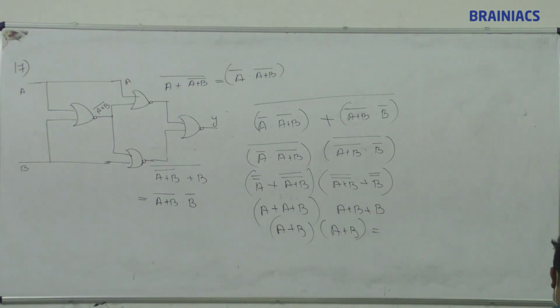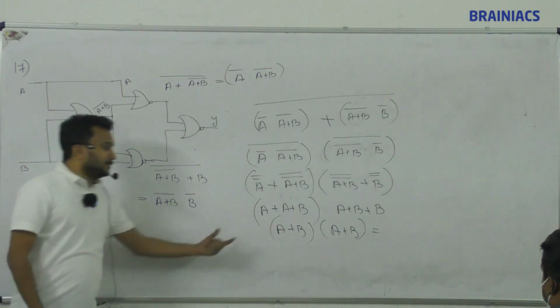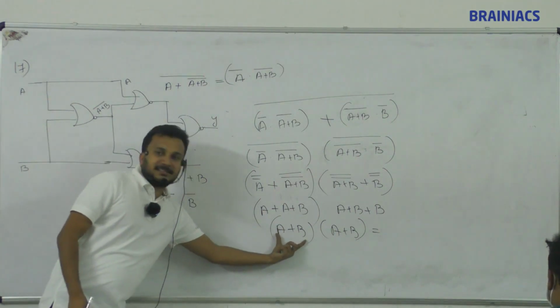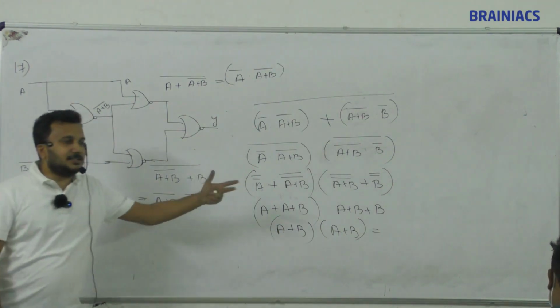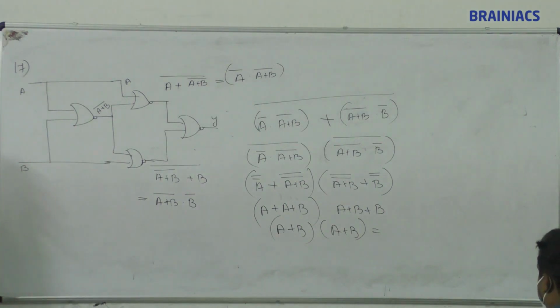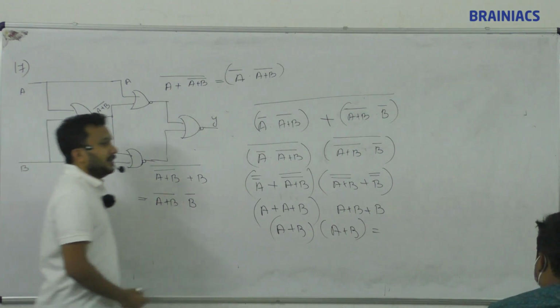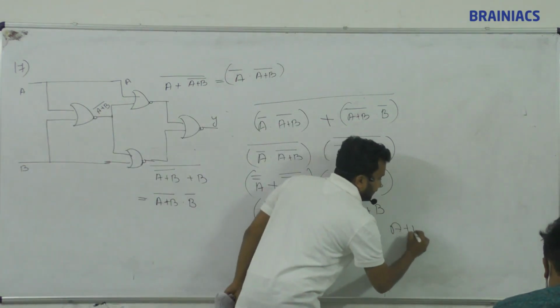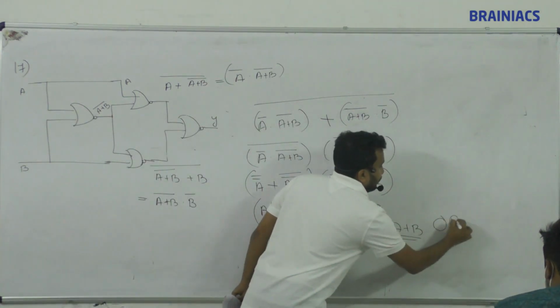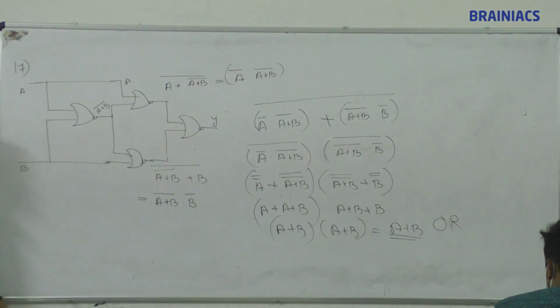Binary, not A square plus B square. A plus B into A plus B. You can consider this letter as X, for example. So X into X, what will you write? X into X is X. A plus B into A plus B is nothing but A plus B. So this is what gate? OR gate. Addition, right? Finally you are getting A plus B.